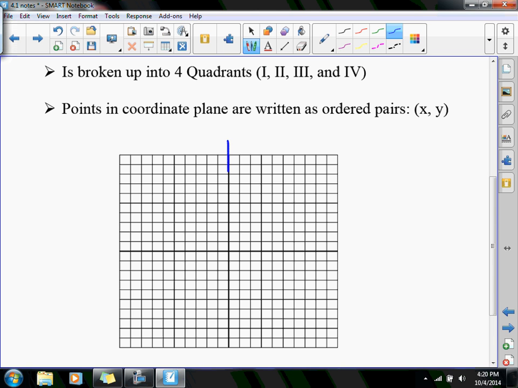Right here is one axis, or one number line. That's your vertical number line. That's actually your y-axis. And then you have your other one right here. We're kind of darkened in on the graph, but I'll just trace over them. So this is your x-axis. And where they meet, that is your origin. That is the point 0, 0.